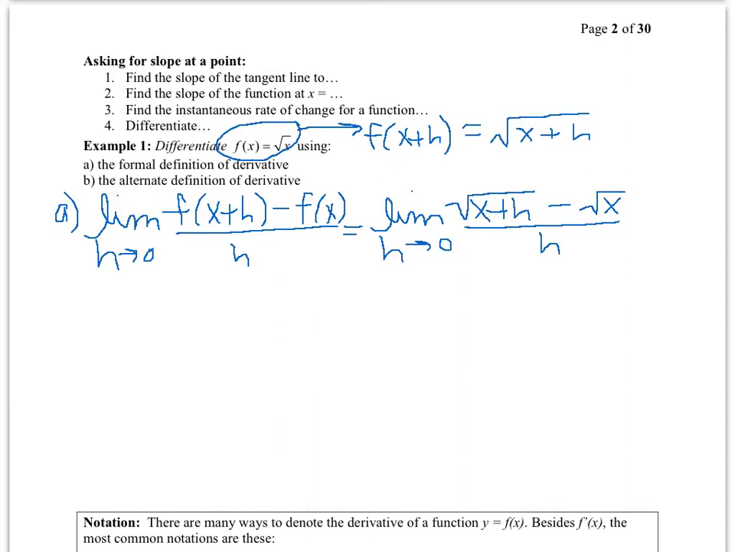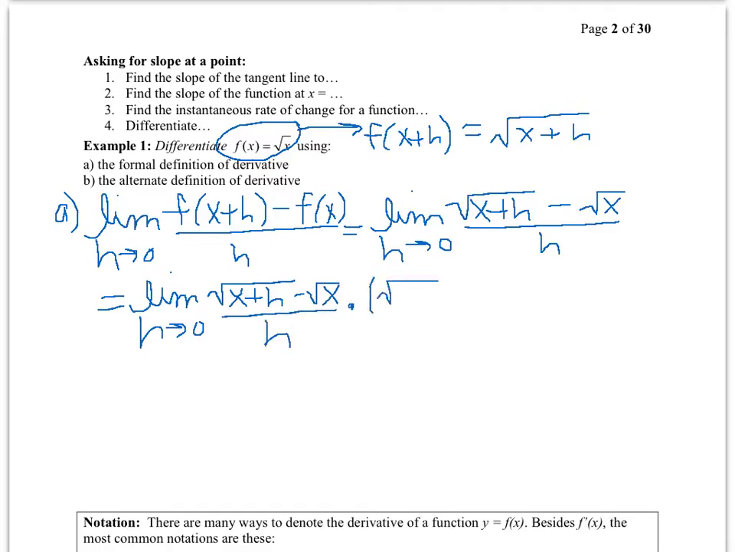And hopefully you are thinking to use the conjugate right now, and that would be appropriate. So here's my original, and I'm going to multiply numerator and denominator by the conjugate. The sign underneath the radicals doesn't change, it's just the sign between the radicals.